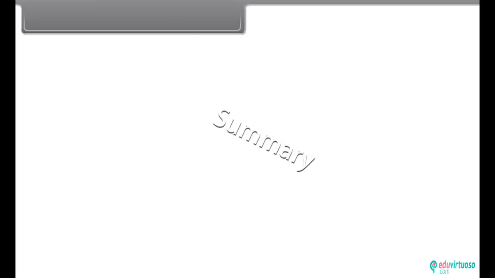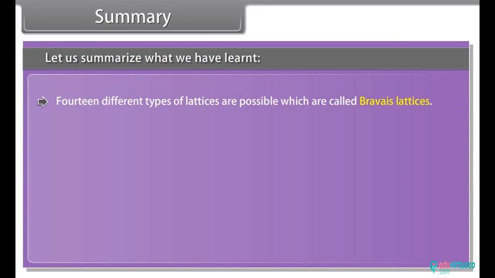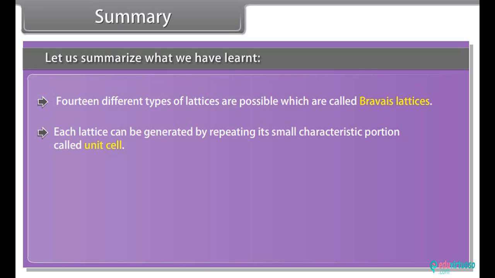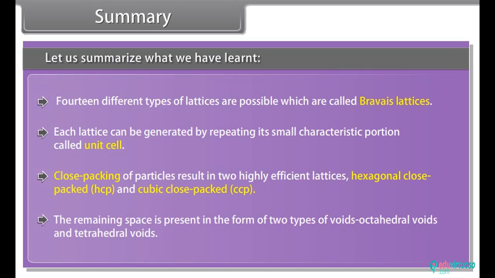Summary. Let us summarize what we have learned. 14 different types of lattices are possible, which are called Bravais lattices. Each lattice can be generated by repeating its small characteristic portion called unit cell. Close packing of particles results in two highly efficient lattices, hexagonal close-packed HCP, and cubic close-packed CCP. The remaining space is present in the form of two types of voids, octahedral voids and tetrahedral voids.